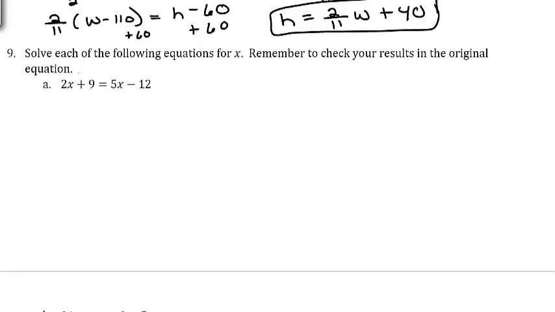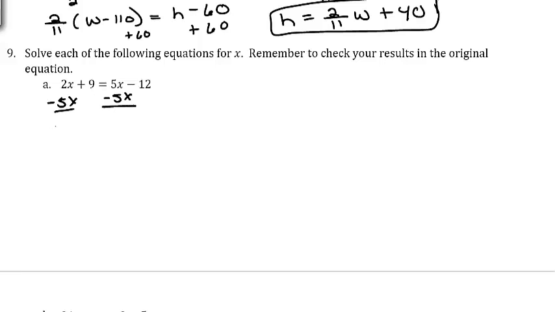So now we want to solve each of the following equations for x, and then check our answer back up in our original equation. So we have 2x plus 9 equals 5x minus 12. So I'm going to gather up all the x's on the left and the plain old numbers on the right, so I'm going to subtract 5x from both sides.